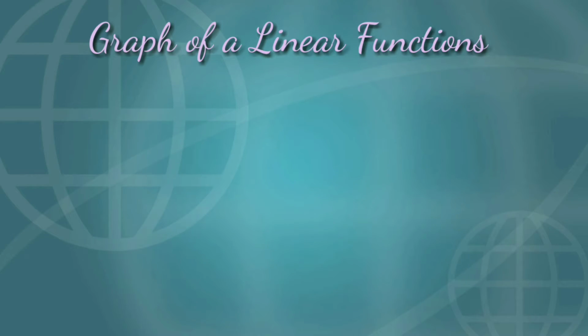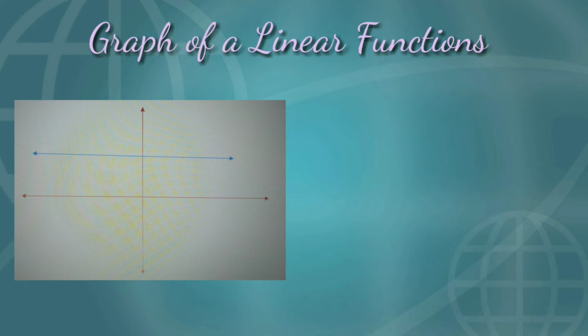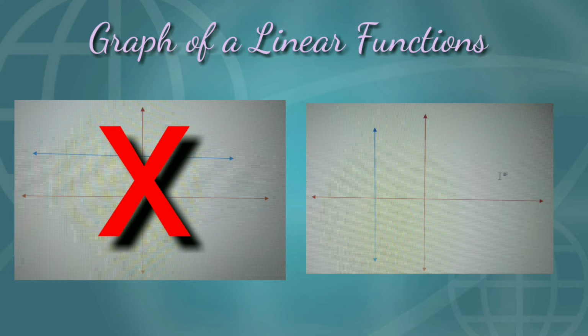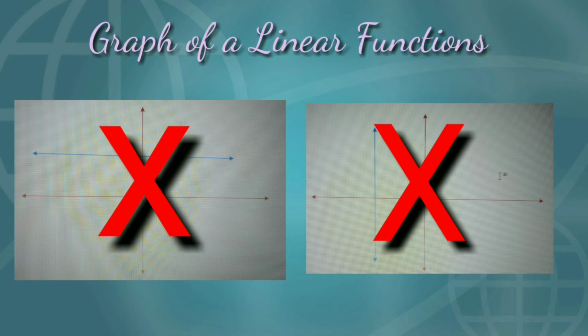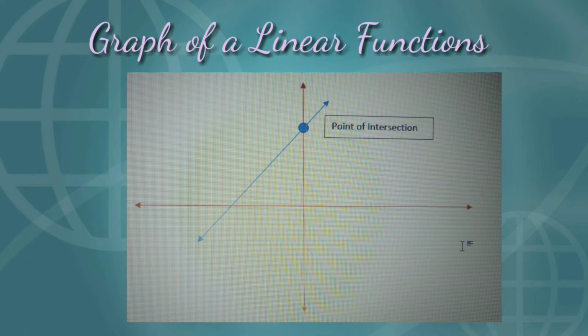Graph of linear functions. If you are going to graph a linear function, its graph is always a straight line. There can be a diagonal line slanting downward going to the right or going to the left. A horizontal line is not considered a graph of a linear function, but a graph of a constant function. At the same time, a vertical line cannot be considered a graph of a linear function. We can only consider a graph to be a graph of a function if there is only one point of intersection between the graph and the vertical line, using the vertical line test.